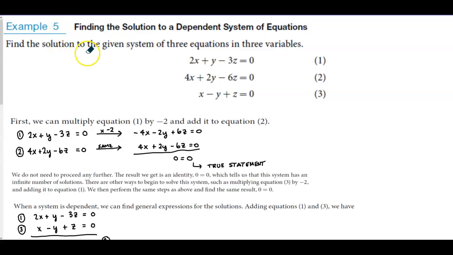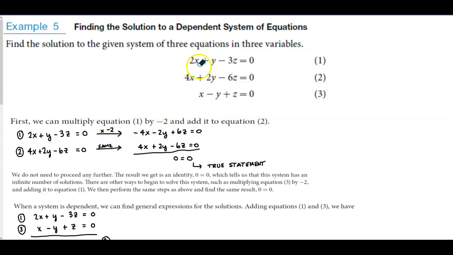In example number 5, we're finding the solution to a dependent system of equations. So we're going to find the solution to the given system of 3 equations and 3 variables. So if you look at the first 2 equations, we can possibly eliminate the x, or we can eliminate the y, or we can eliminate the z.